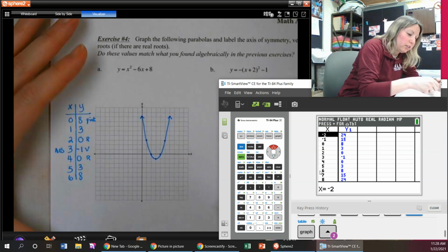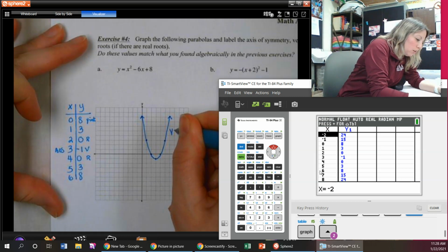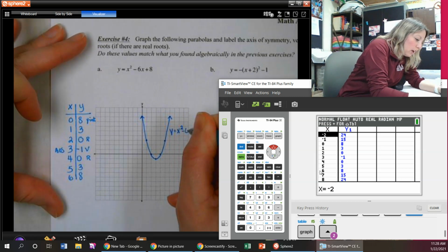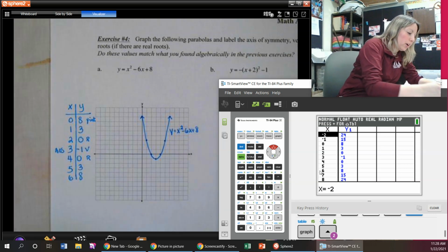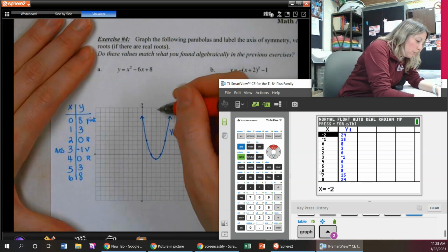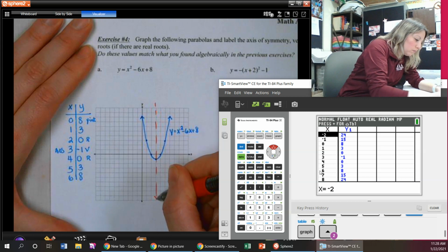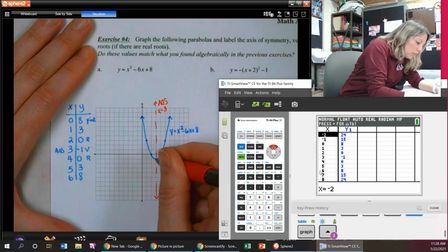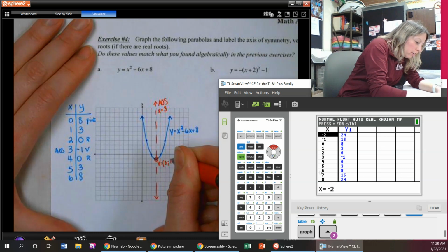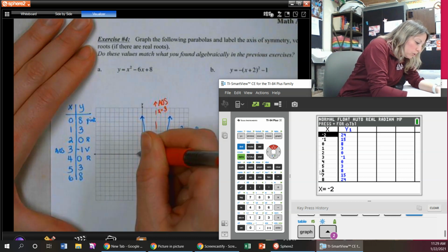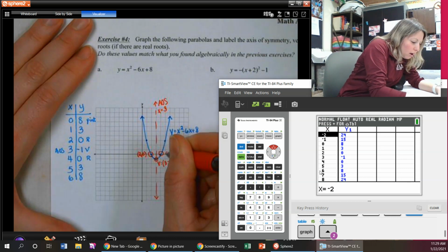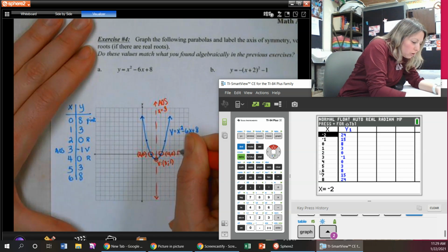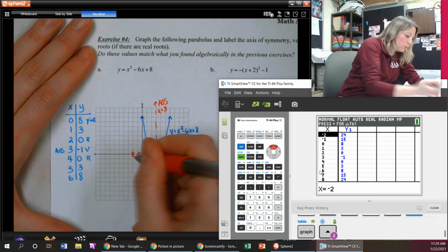All the fun labeling. So let me first label my equation: y equals x squared minus 6x plus 8. Now all the rest of the fun labels. So here we've got AOS, axis of symmetry, is x equals 3. Here we've got the vertex, (3, -1). Here we've got roots, (2, 0) and (4, 0). And I'll just call that R for both of those, right?